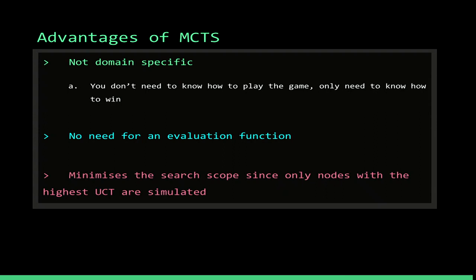Also, there's no need for an evaluation function. Once again, you just need to know whether you win or you lose. You don't need to care about evaluating a certain game state. And finally, like I mentioned earlier, it minimizes the search scope, because only nodes with the highest UCT are simulated, not every single possible game state.